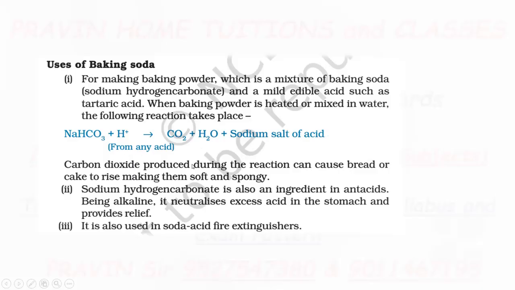Carbon dioxide produced during the reaction can cause bread or cake to rise, making them soft and spongy. Sodium hydrogen carbonate is also an ingredient in antacids. Being alkaline, it neutralizes excess acid in the stomach and provides relief. It is also used in soda acid fire extinguishers. So these are the uses of baking soda.